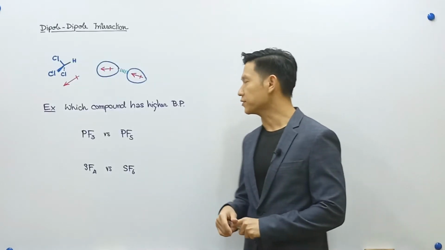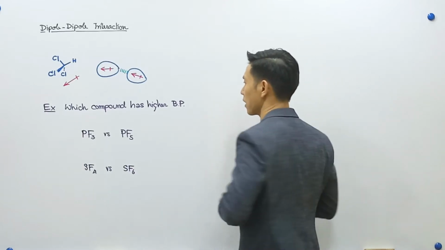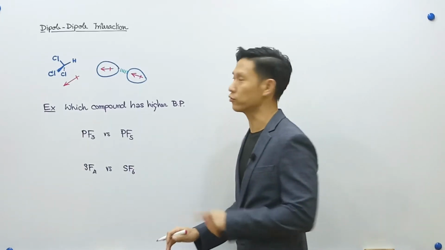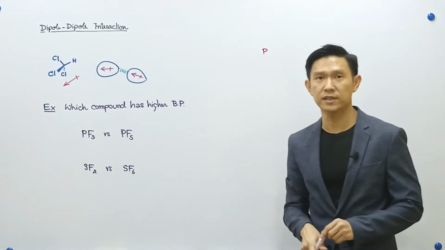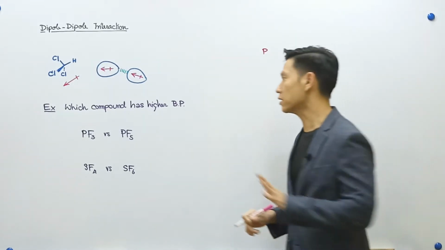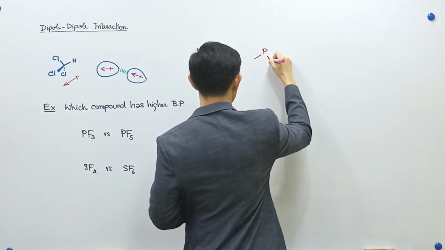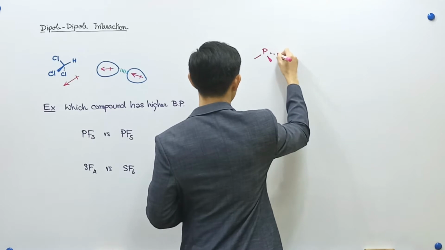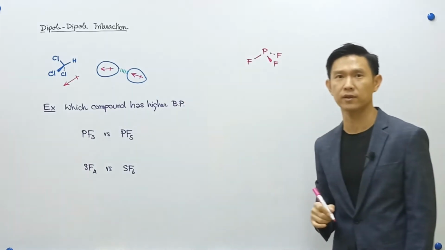So as I said, first of all, you have to know the polarity of the molecules. So I will have to show you the structure of the molecule first. PF3. Phosphorus is in group number 15 with 5 valence electrons. With the fluorine atom, very high electronegativity, no? So fluorine takes away electrons from phosphorus in order to fulfill the octet of the fluorine atom itself.